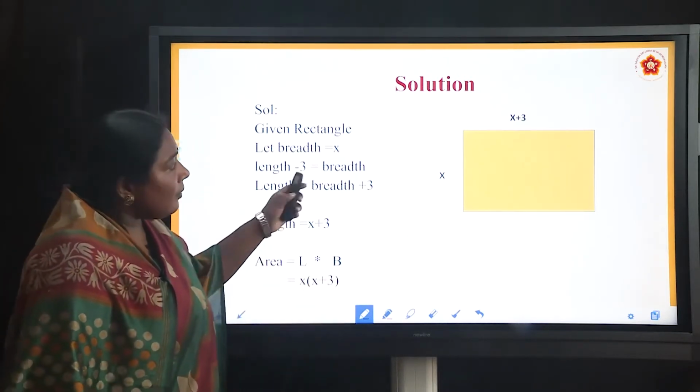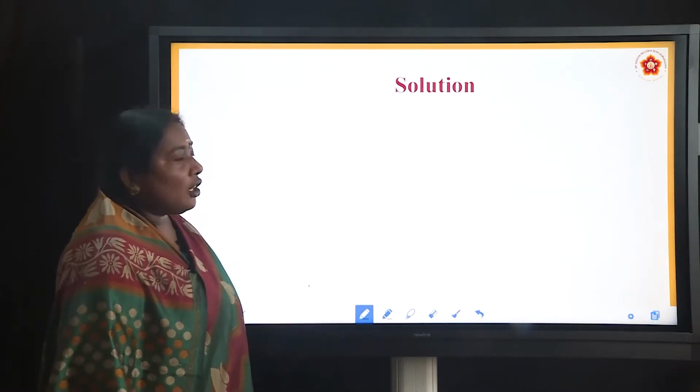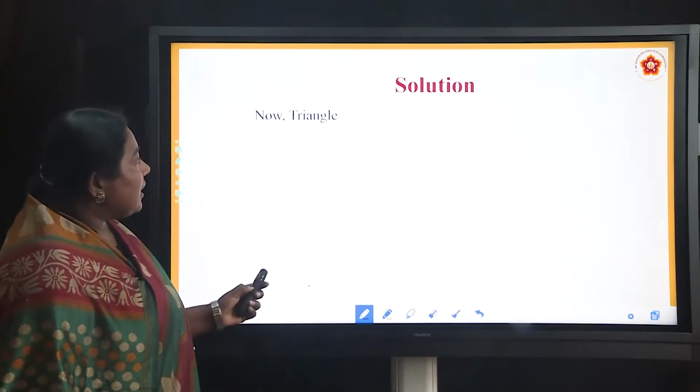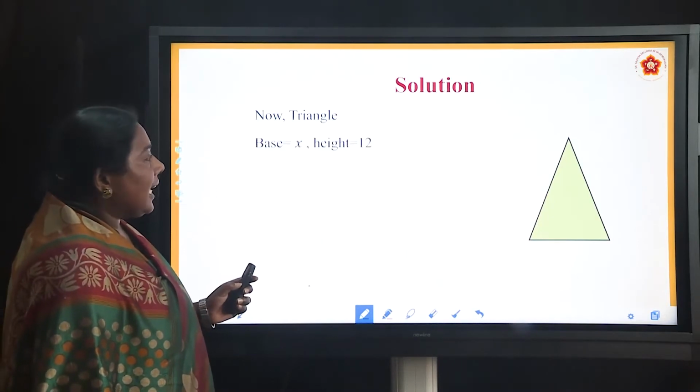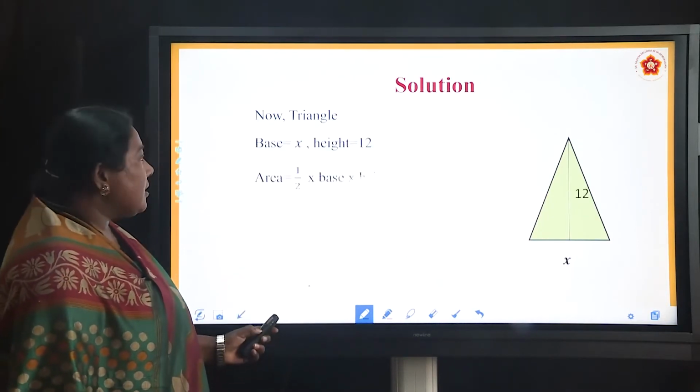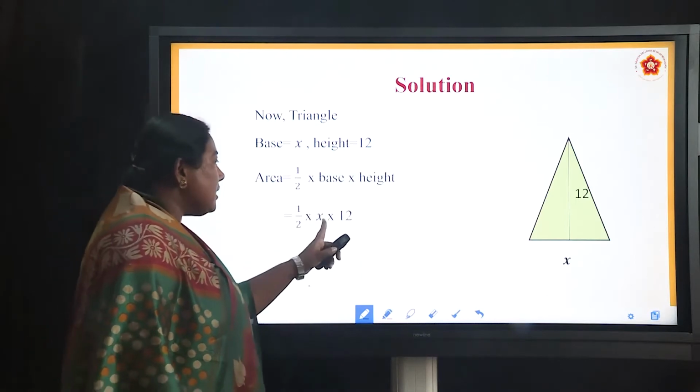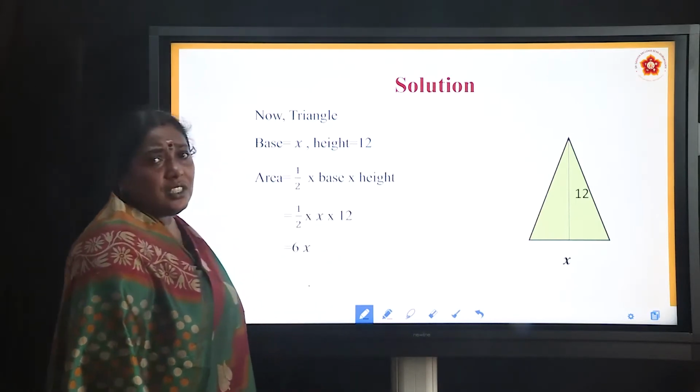Okay. So the same area formula we are going to apply for the triangle also. The triangle is, base is x and the height is 12. The area is half into base into height, half into x into 12. We will get an easy calculation, 6x.